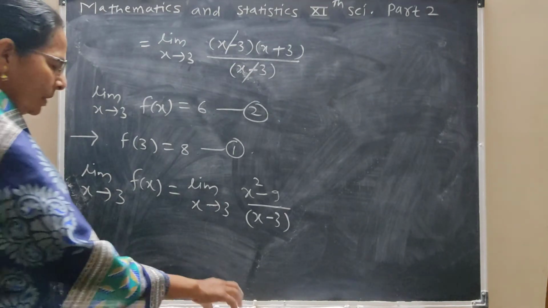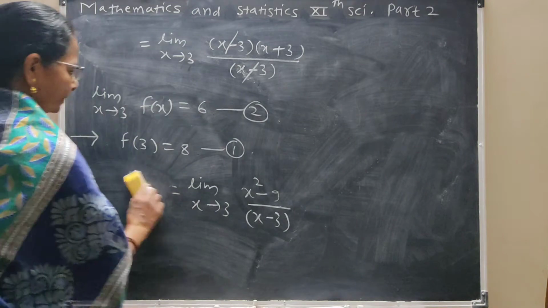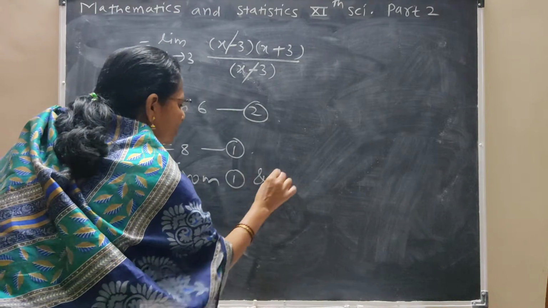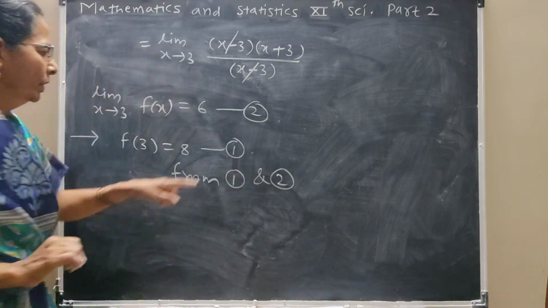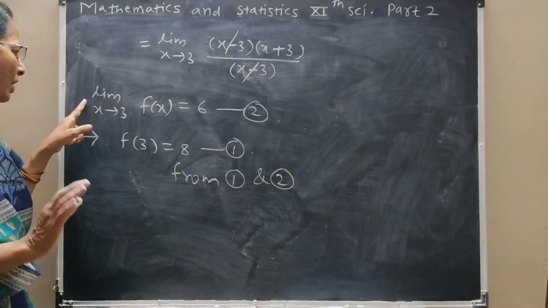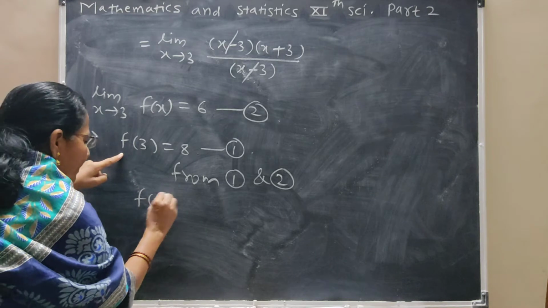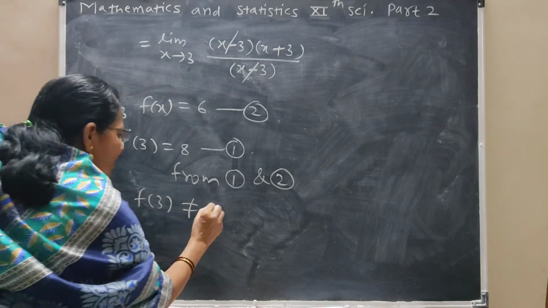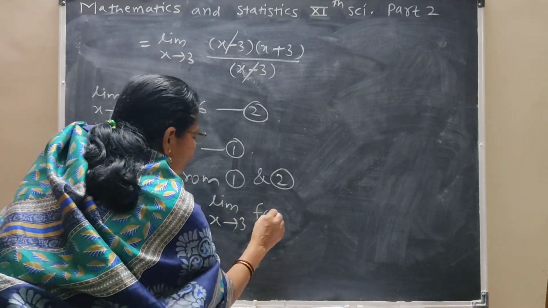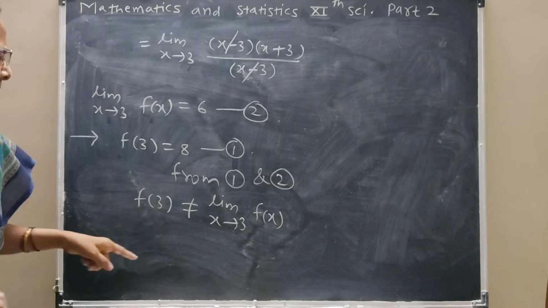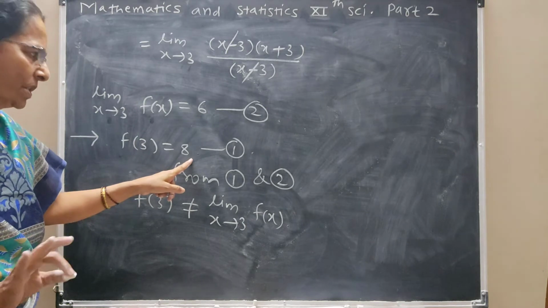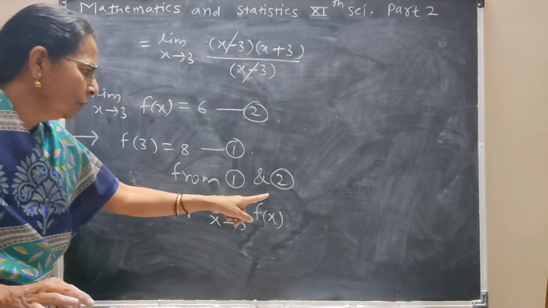So, write the next statement. From 1 and 2, the RHS are not equal. Therefore, these LHS are not equal. f(3) is not equal to the limit as x tends to 3 of f(x). Therefore, the function is discontinuous.